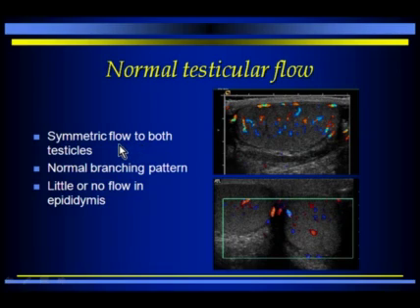Let's talk a little bit about Doppler flow now within the testis. So the normal testis does have flow, and it should be relatively symmetric flow in the two testes, and it should be a normal branching pattern within each testis where the branches run parallel to each other. And so here you're seeing the normal branching pattern within a testis, and a midline raphe view showing you relatively symmetric flow in the two testes, and very, very little flow is generally seen in the epididymis.